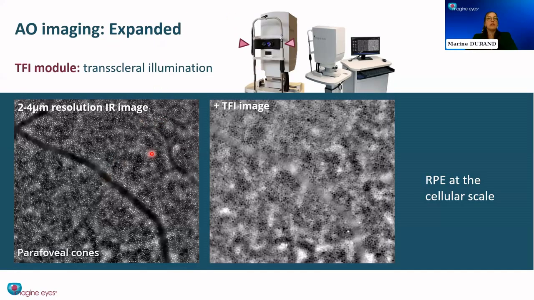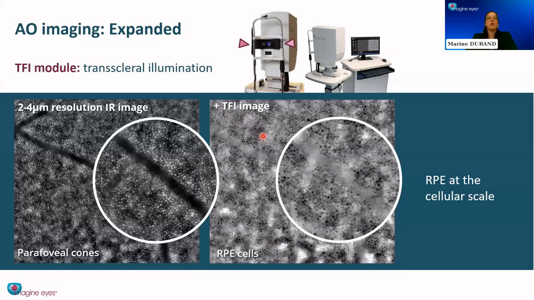So here in this example, this is a healthy retina. We see the image of photoreceptors that is obtained with the light through the pupil. And we see another image which is acquired simultaneously and which uses the transscleral illumination. It shows, as you see, a different pattern. So here it looks like a honeycomb pattern. It is actually what is consistent with RPE cells. And this illustrates the new capabilities that this module adds to the RTX-1.